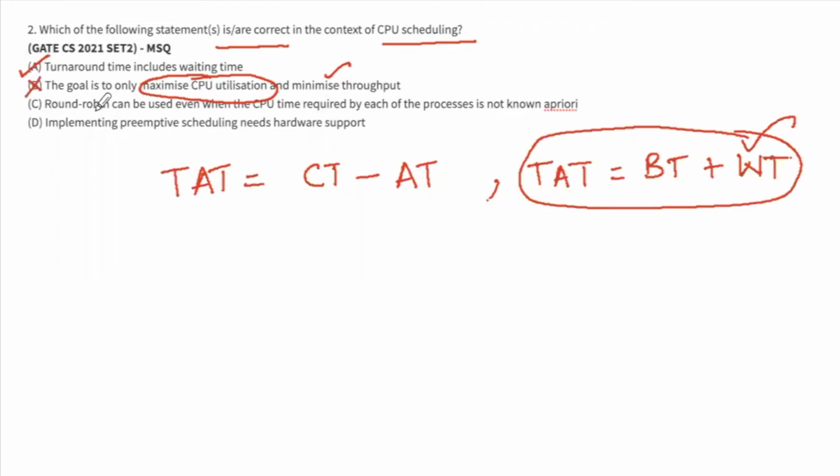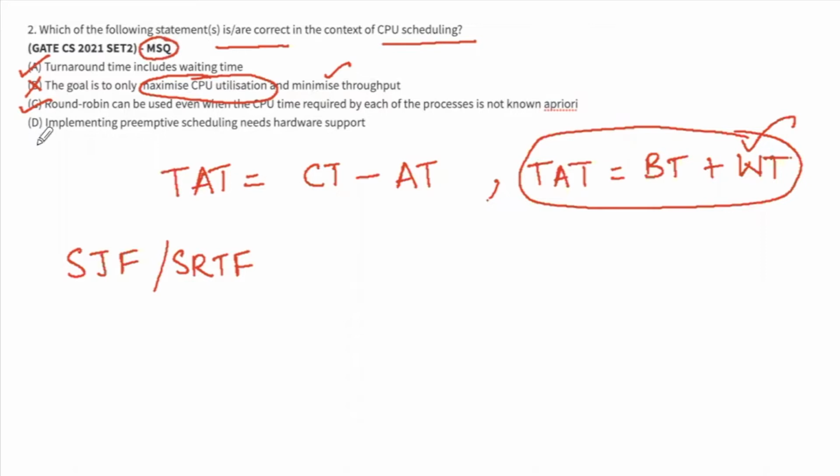Next, we go for option C. Round robin can be used even when the CPU time required by each of the processes is not known a priori. Yes, only in SJF or SRTF we need the burst times, right? Or we need the CPU times before solving it. But for round robin, we need not know the CPU time a priori. So this option is also right. It's an MSQ question, so multiple options can be correct.